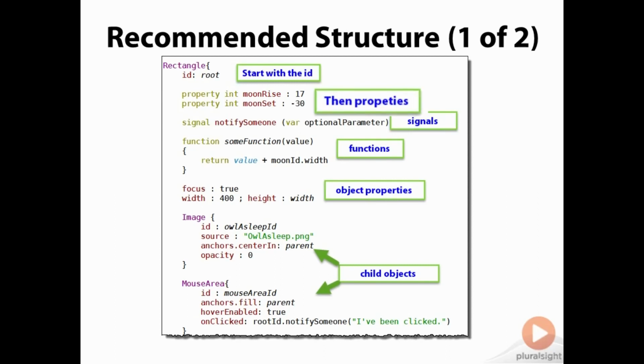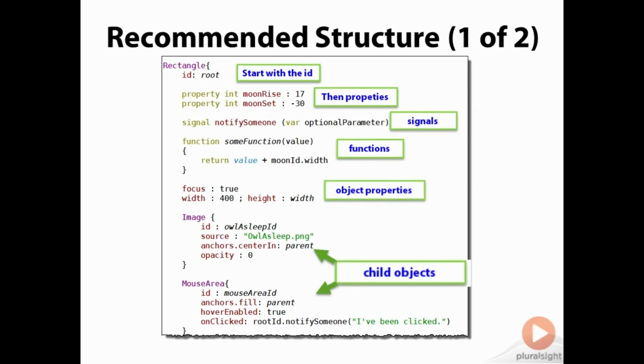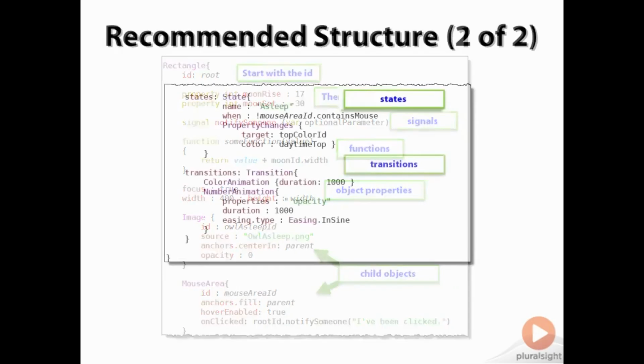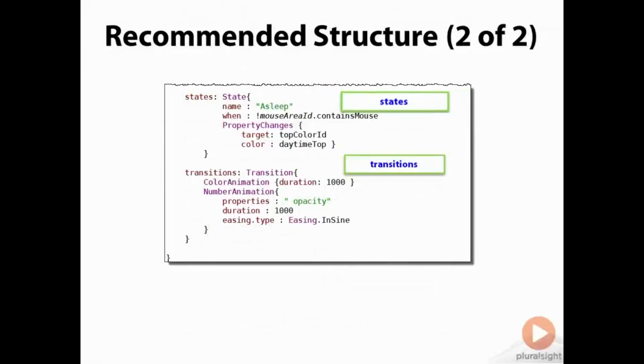Next, you add your custom properties. Then, if you have any signals, they follow your properties and precede any JavaScript functions in your file. Then come the object properties. Child objects follow the object properties. The states follow the child objects, and then at the bottom you have transitions.